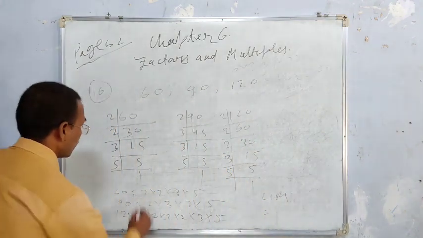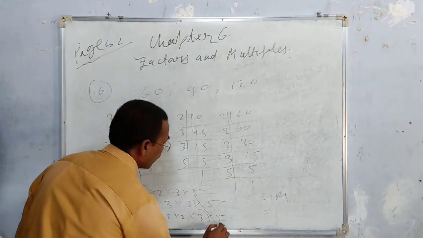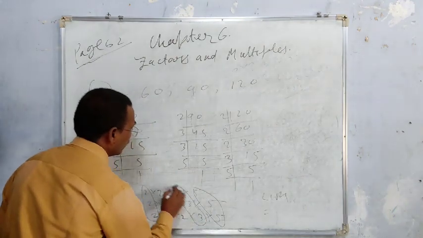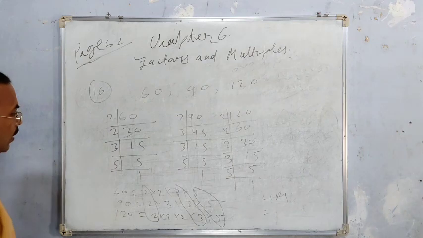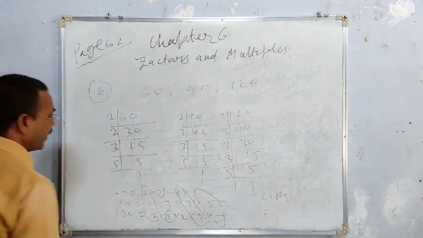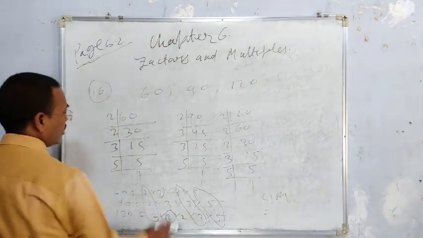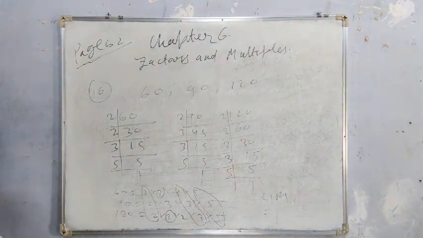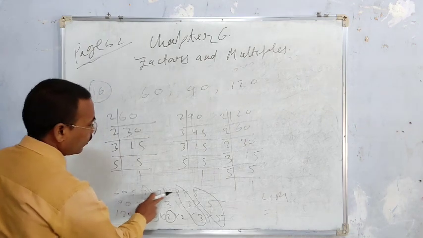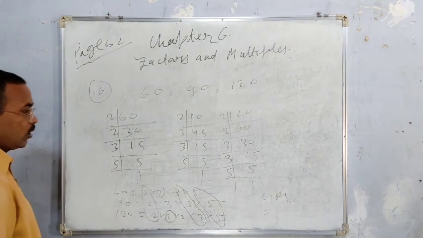Then LCM, you should write here: see, 1 pair of 2 is common, 1 pair of 5 is common, and see here 1 pair of 3 is common, and then see here 1 pair of 2 between 60 and 90 is common, and here 2 and 3 are remaining. So you can multiply 2 into 2 into 3 into 5 into 1 more time 2 into 3.